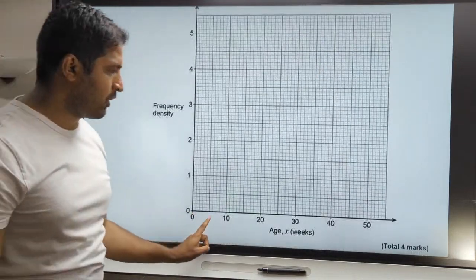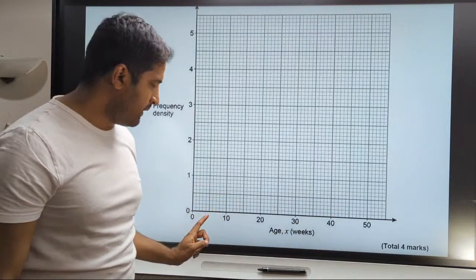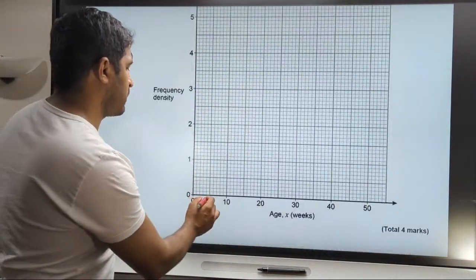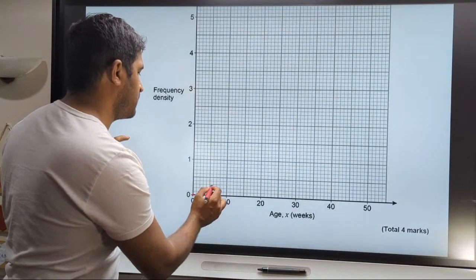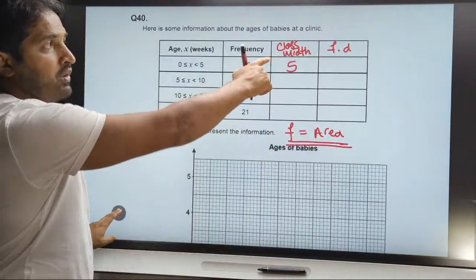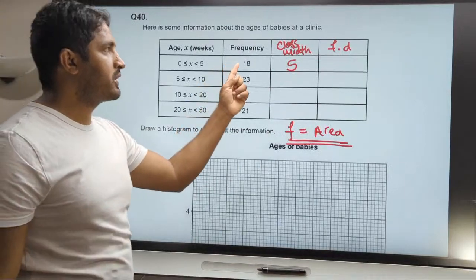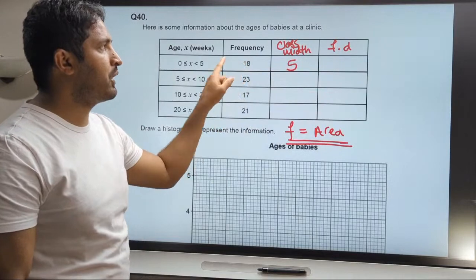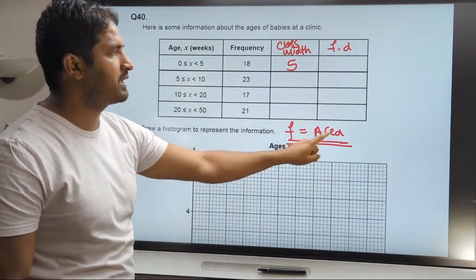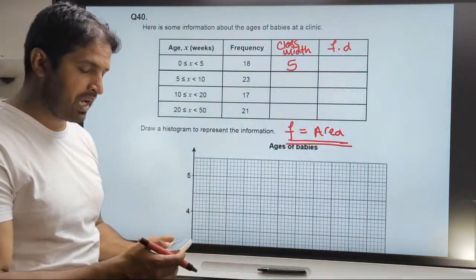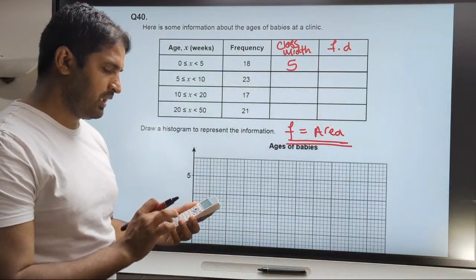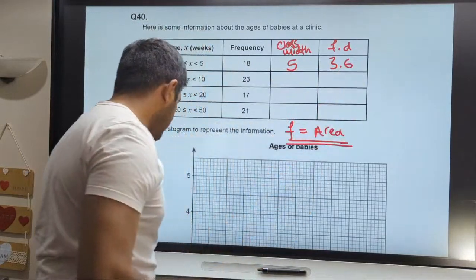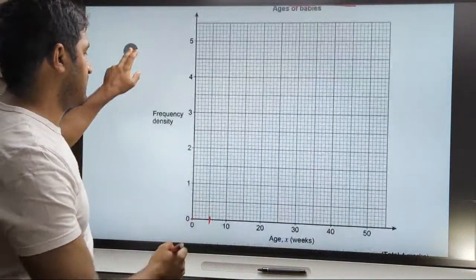And at the bottom you've got your age in weeks. So we've got 0 to 5 weeks. The first bar is going to go from 0 to 5 weeks, but we need to work out the frequency density, which comes from 18 divided by 5. Why? Because 5 times something will give you 18. Frequency means the area, the area of that first bar. So 18 divided by 5 gives me 3.6. So my first bar is going to be 3.6 in height.